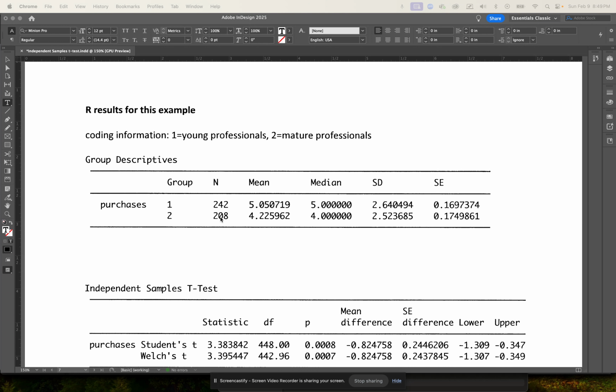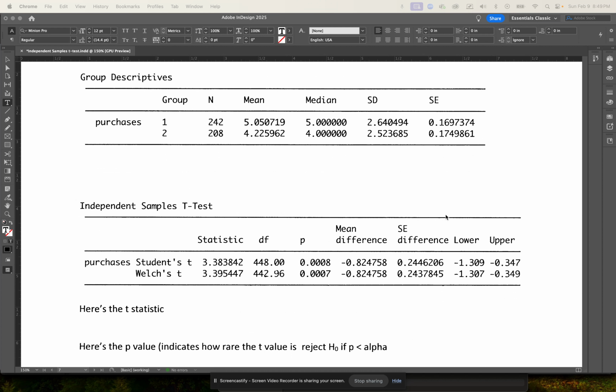Our n would be the sample size, so same numbers there. We saw the mean, and then median, we don't typically use that, so we won't worry about that. And then here's the standard deviation, and then standard error, we're not going to worry about that either. And then when we run the independent samples t-test, this is what we get. You have a student's t and a Welch's t. And for the independent samples t-test, where we compare means, we're just interested right now in the student's t. So don't worry about this bottom row here.